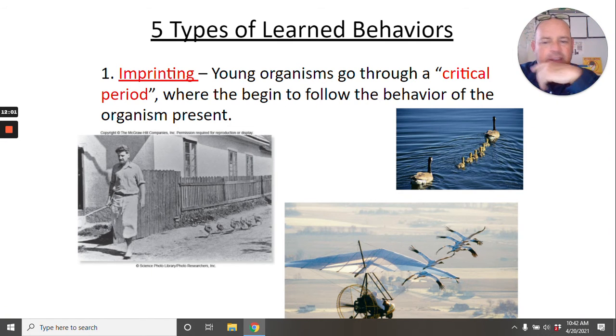So the guy on the left down here, he took away the mother goose or the mother duck right away, and so the little ducklings imprinted on him. So everywhere he goes, they go. And this guy down here in the corner, he's even flying around in a copter and got the birds to follow him, which is pretty crazy to think of. Imprinting is close to another one that I'm going to show you in a minute, so pay attention when I get to that one, and I'll tell you the difference.